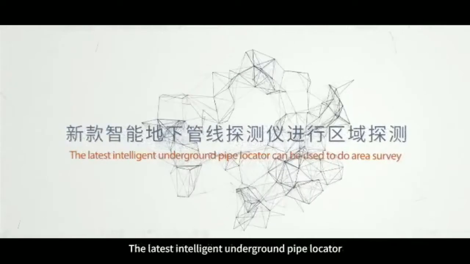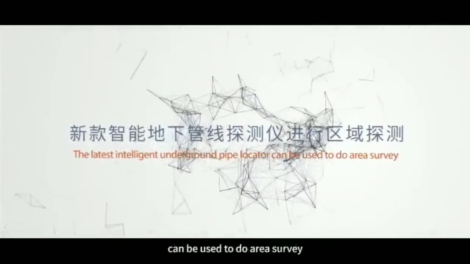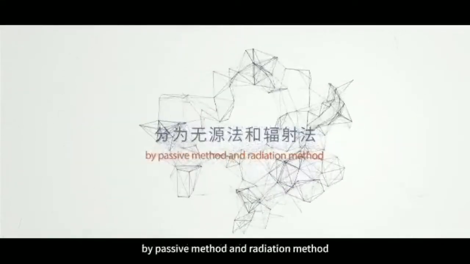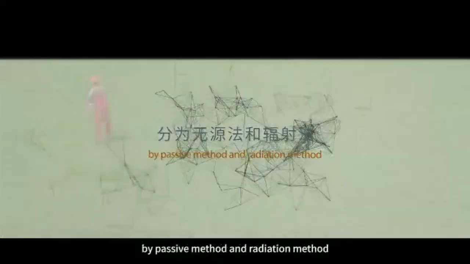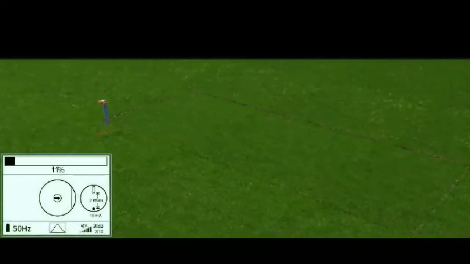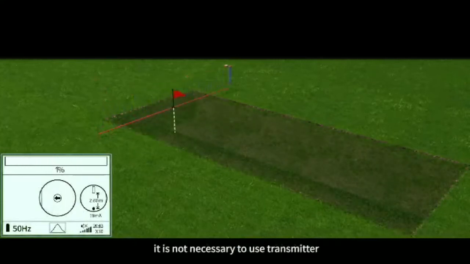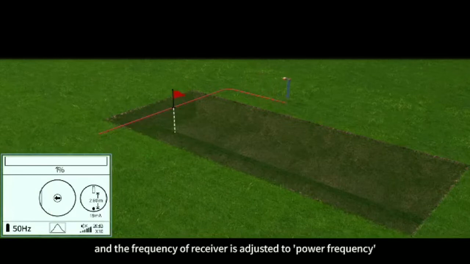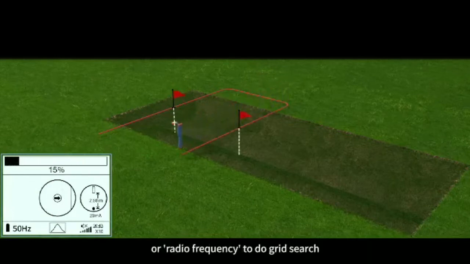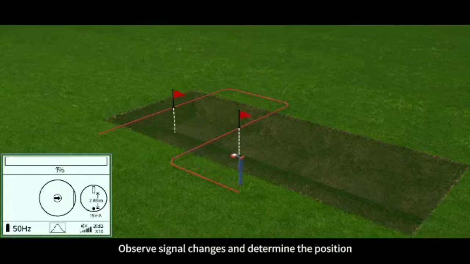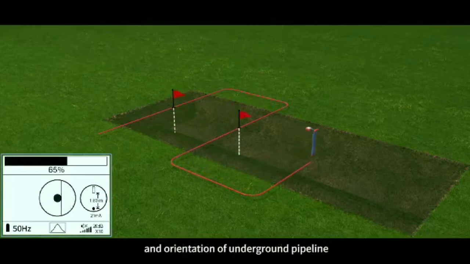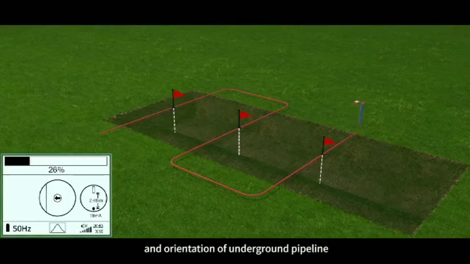The latest intelligent underground pipe locator can be used to do area survey by the passive method and the radiation method. Passive method. When using the passive method, it is not necessary to use a transmitter, and the frequency of the receiver is adjusted to power frequency or radio frequency to do a grid search. Observe signal changes and determine the position and orientation of the underground pipeline.